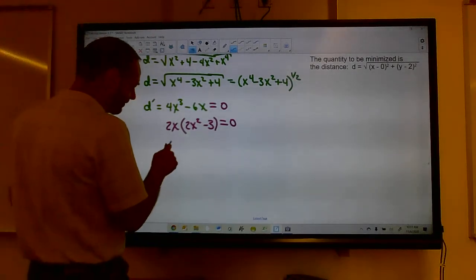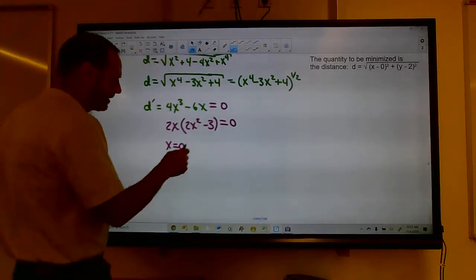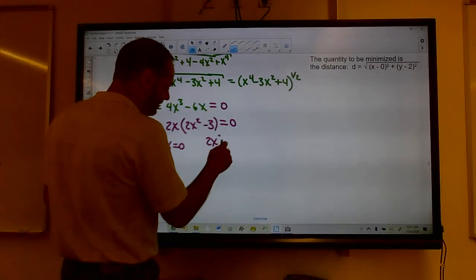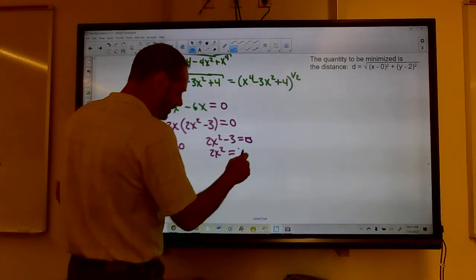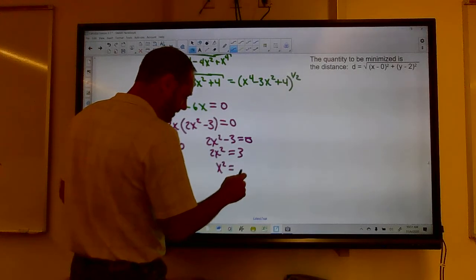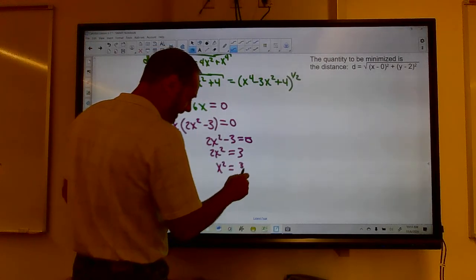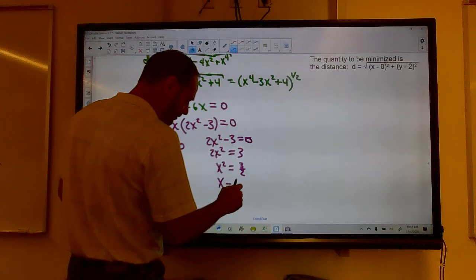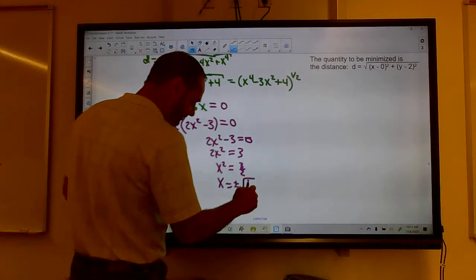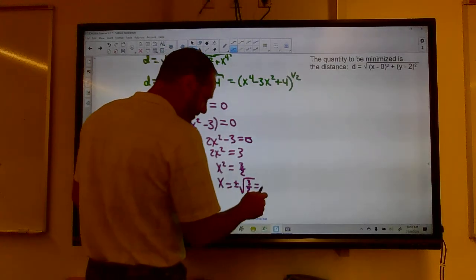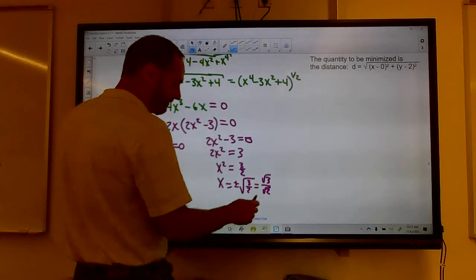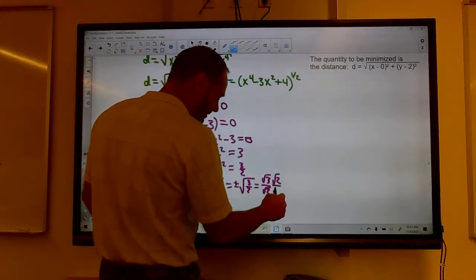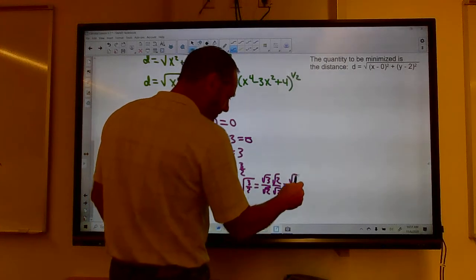Now this tells me I got a critical point at 0. This tells me that 2x squared is 3 and that x squared is 3 halves, and that x is plus or minus the square root of 3 halves, which is the square root of 3 divided by the square root of 2, which if I rationalize that, is square root of 6 over 2.